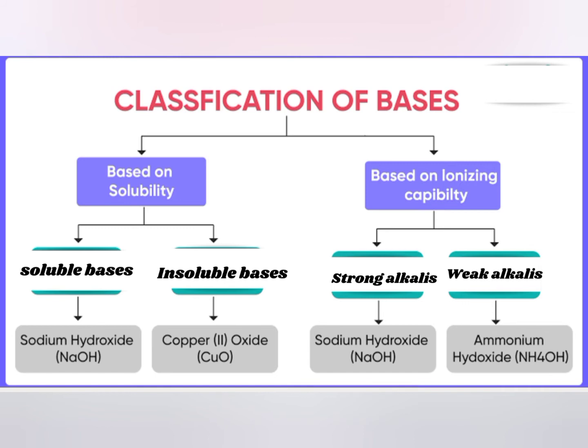So we also have strong alkalis as well as weak alkalis. Strong alkalis are soluble bases that ionize completely in water to produce hydroxide ions and a positive ion. While weak alkalis, on the other hand, are soluble bases that ionize partially in water to produce hydroxide ions and a positive ion. So, as you can see, examples of strong alkalis are sodium hydroxide. We also have potassium hydroxide, while for weak alkalis, we have ammonium hydroxide.